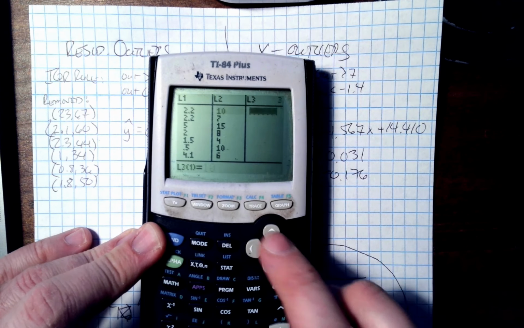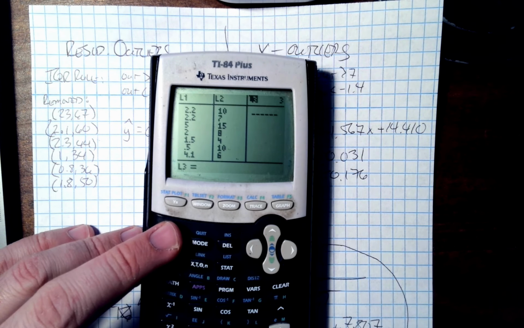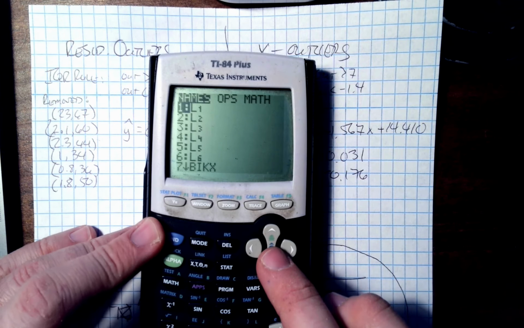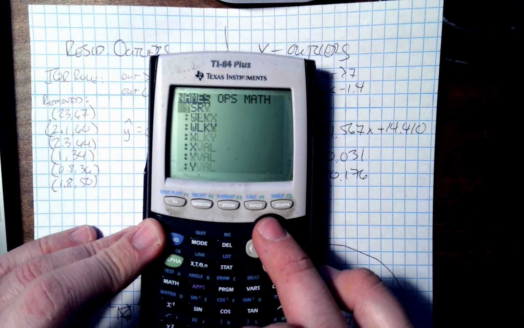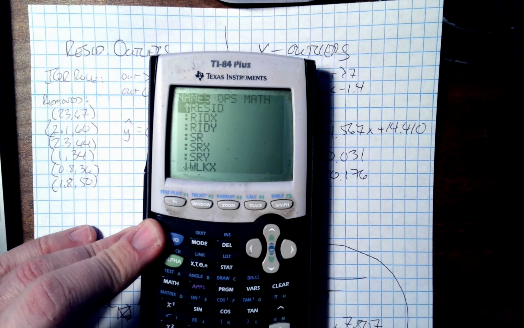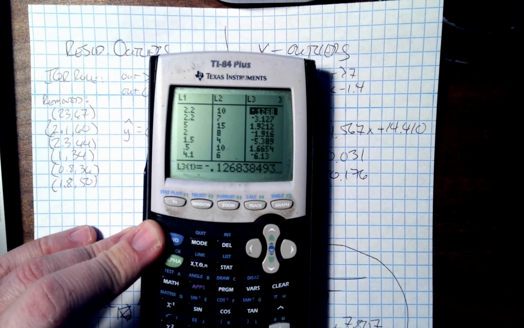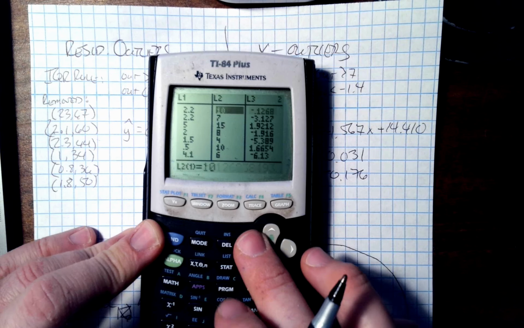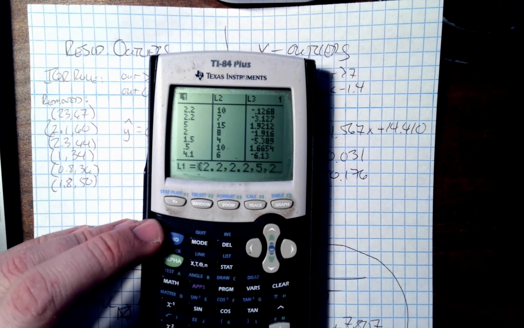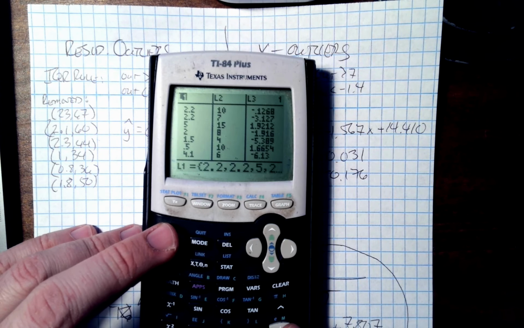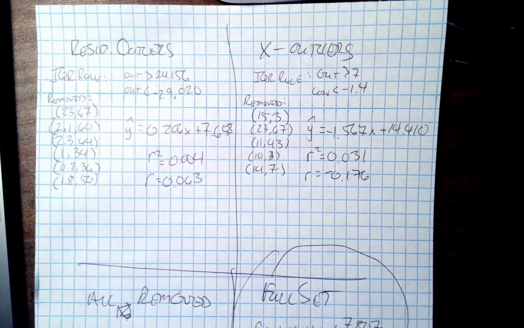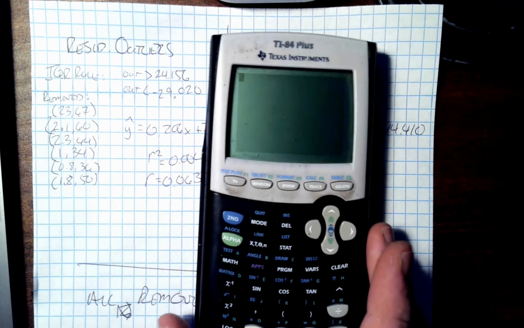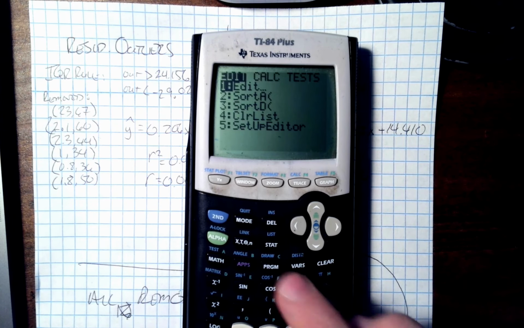Now stat edit, I'll use L3 as my residual list. Second stat, Resid. There are all my residuals. And actually, because of the program that I wrote, my residual values I need to put somewhere else for a second. One moment. Okay.